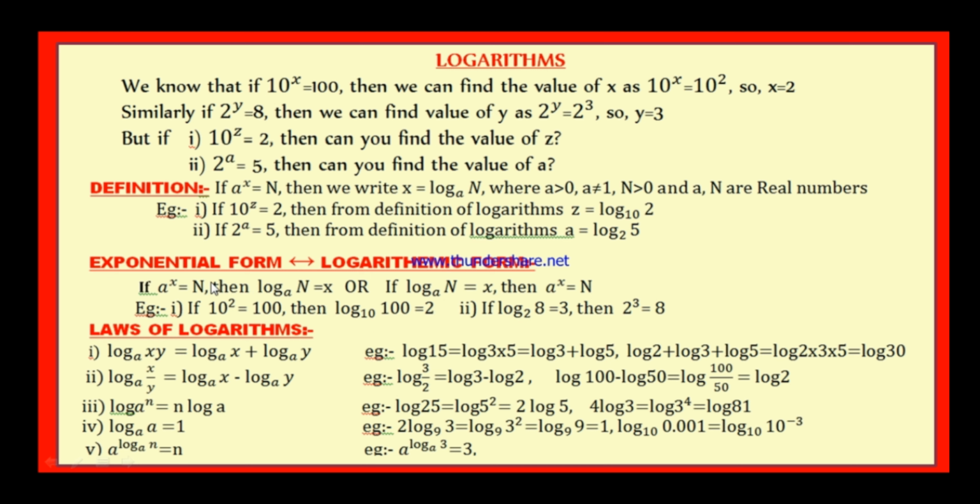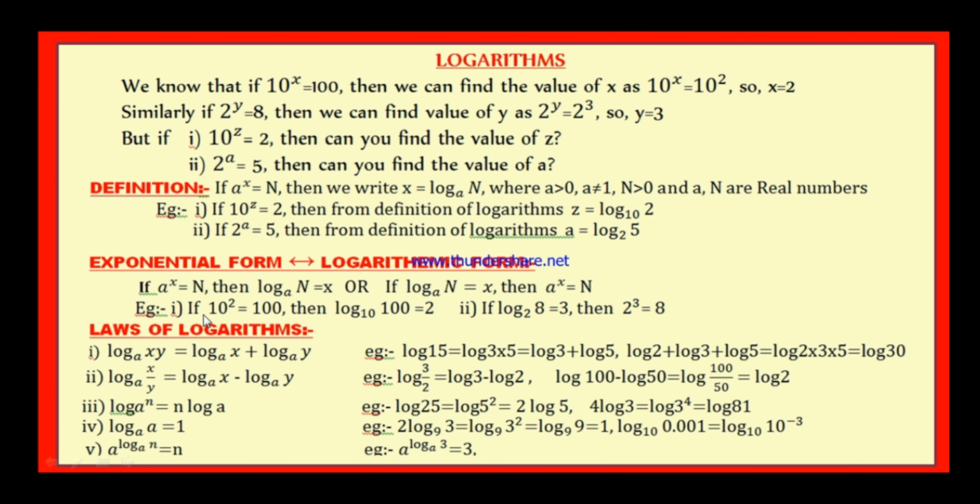Here if you observe both, then how do you remember this? Here the base is a. In exponential form a power x is equal to n, the base is a. Here also the base is the same, a. Therefore, if a power x is equal to n, this is the exponential form. If you are asked to write this exponential form into logarithmic form, then you can write the same equation as log n to the base a is equal to x. Or you can change the logarithmic form to exponential form also. That is, if log n to the base a is equal to x, then you can write the same equation in exponential form as a power x is equal to n.